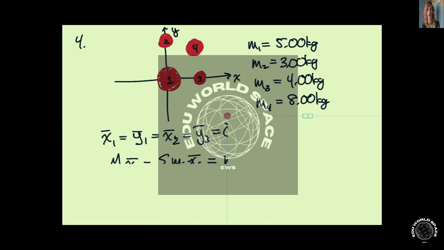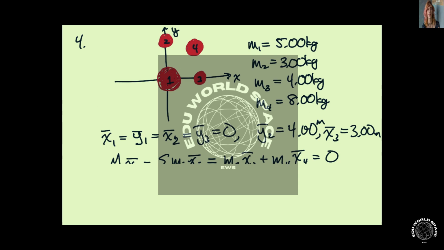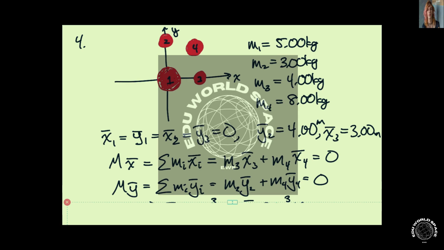Now, we want to figure out what the whole system is. We want to figure out where the center of mass of each of these masses is, and assuming they're uniform, we know that x1 bar and y1 bar are both 0. x2 bar is 0 because it's on the y-axis here, and y3 bar is 0 because it's on the x-axis. y2 bar is 4, this distance. y3 bar is 3.